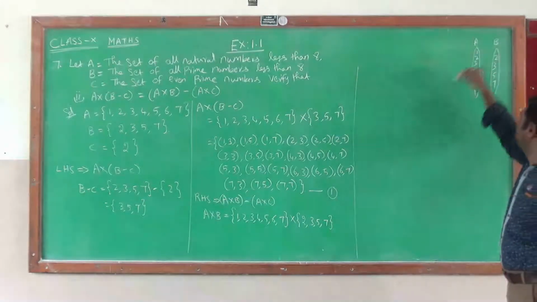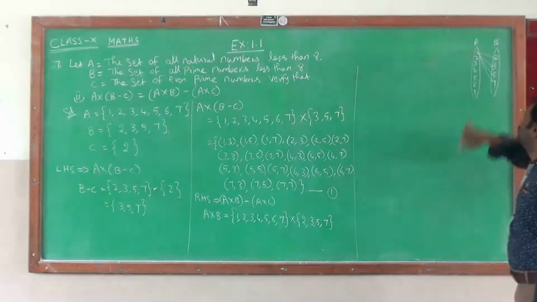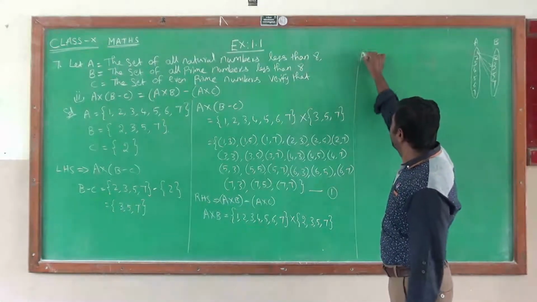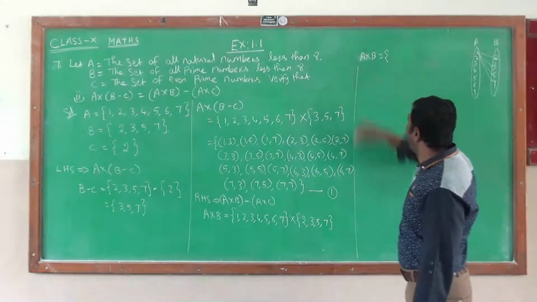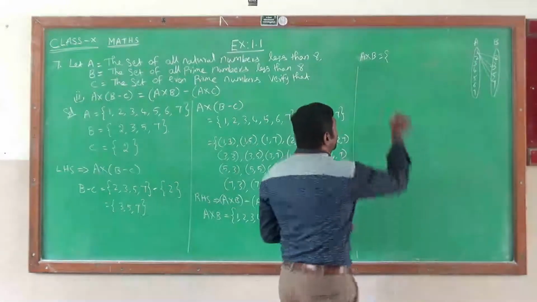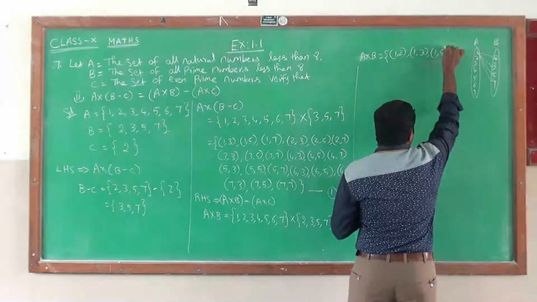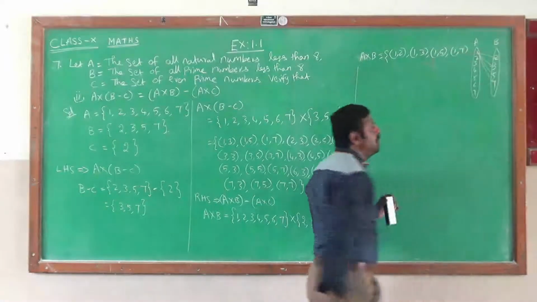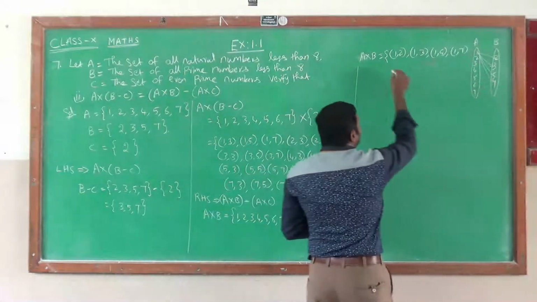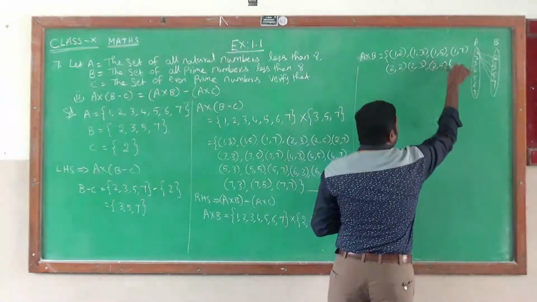We know how to write ordered pairs. The first element is mapping with each and every element of the second set, and one by one we have written. Here A cross B is equal to, then the ordered pairs are, see that 1 is mapping with 2, 1 is mapping with 3, and 1 is mapping with 5 and 7, right? Then the ordered pairs are 1, 2, 1, 3, 1, 5 and then 1, 7. And then the remaining elements also map with the second set elements. Then 2 is mapping with 2, 2 is mapping with 3, 2 is mapping with 5 and then 2 is mapping with 7.